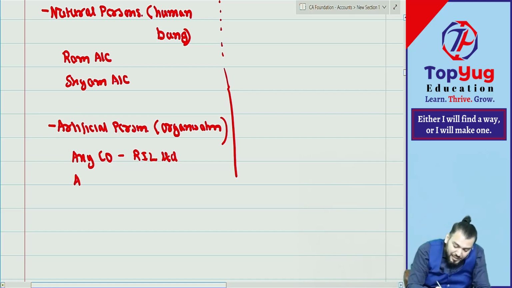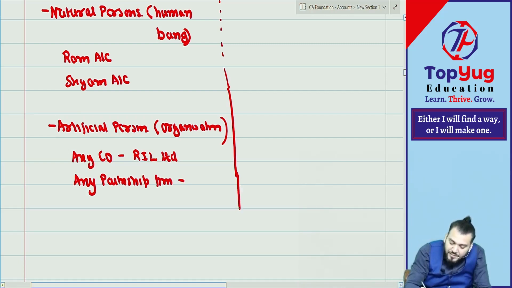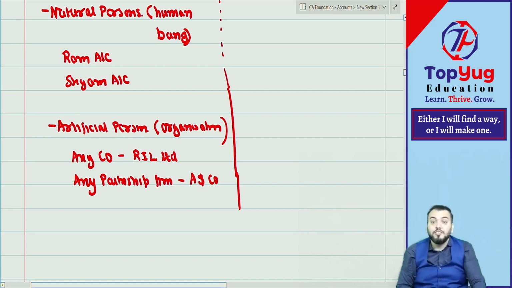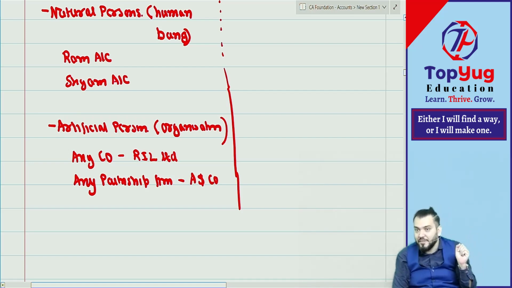Can I say any partnership firm? For example, if I say any name, the AN company. So this becomes a partnership firm. Correct? A name given to that partnership firm, AN company. It becomes the AN company account. If I say AN company account, that is also one account, a personal account.